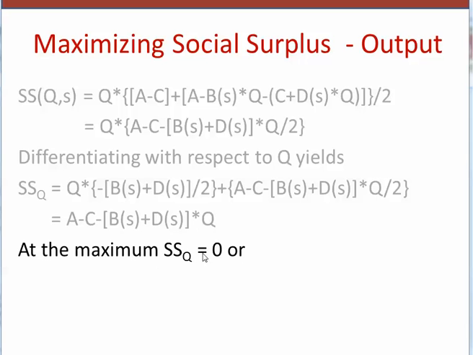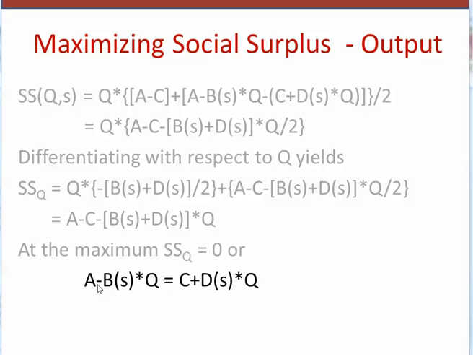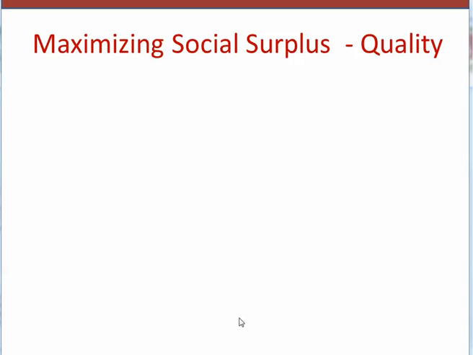At the maximum, as I said, this derivative equals 0. And if you do the algebra of setting that equal to 0, you also get this. A minus B of S is equal, I'm bringing the minus D of S Q to the other side, so that equals C plus D of S Q, which is saying at the social surplus maximum, the demand price and the supply price should be the same. This is the condition that we already knew. So that's the natural condition for maximizing with respect to output.